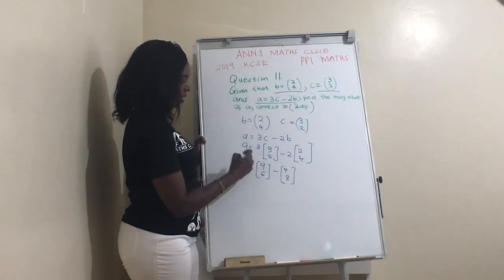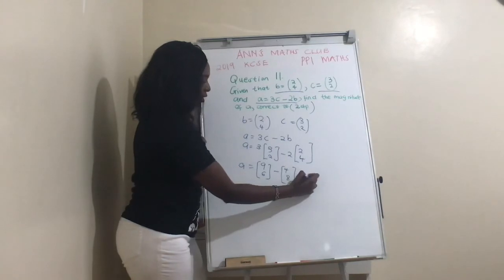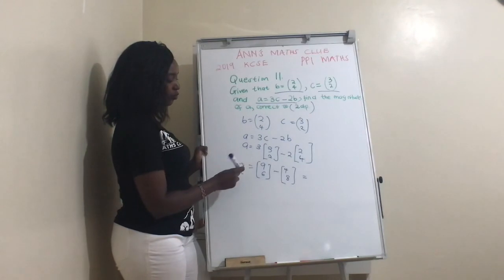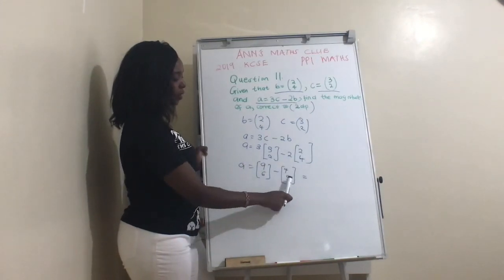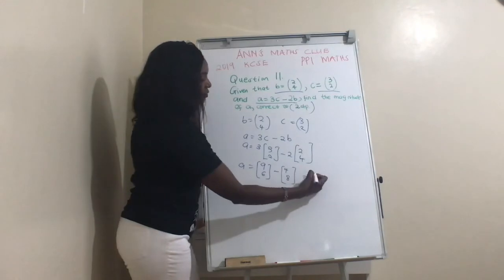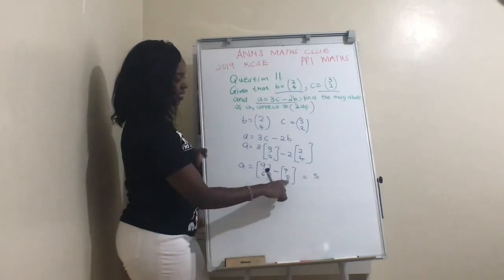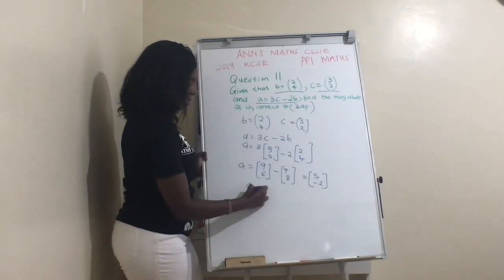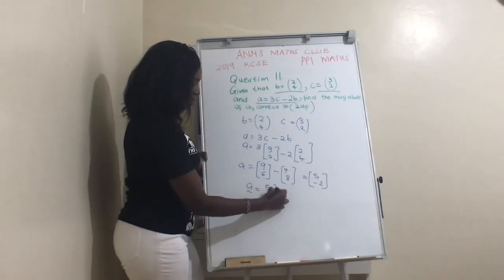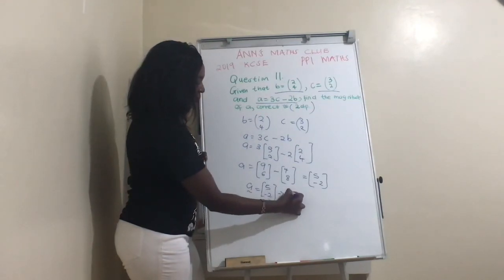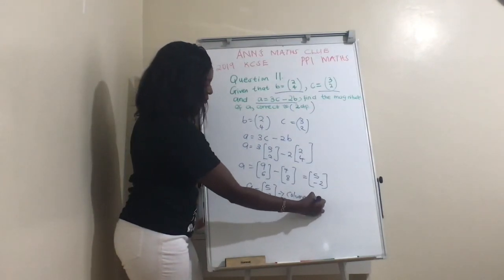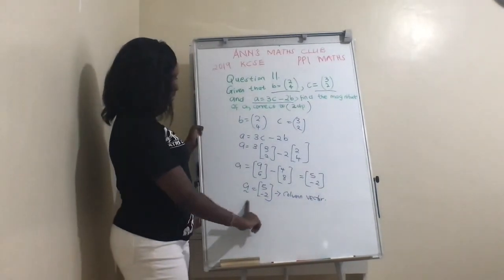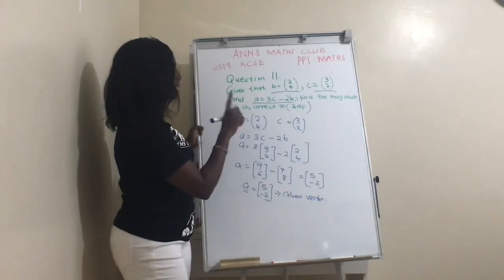equals to A. So once you have this, the next step you're going to take is the negative sign. So what you need to do, you're going to do the ones on top and the one below. So 9 minus 4 gives you 5, and 6 minus 8 gives you minus 2. So your A is equal to (5, -2). You know, this is a column vector. So the next step, once you have this, you have been asked to find the magnitude of A.